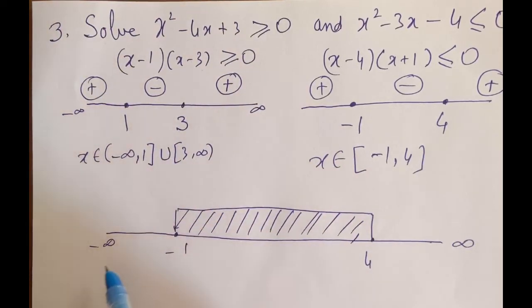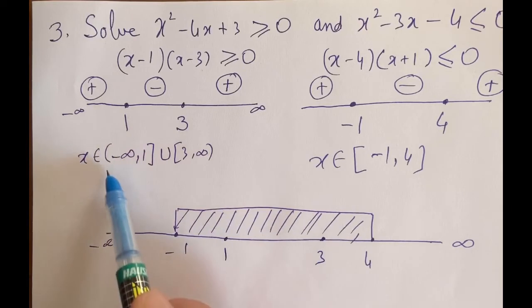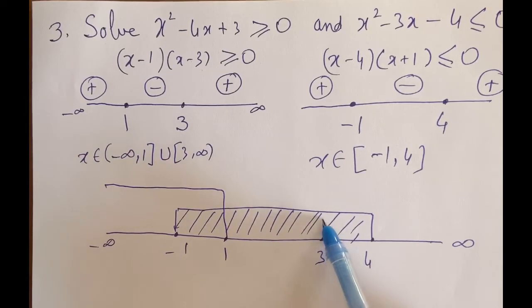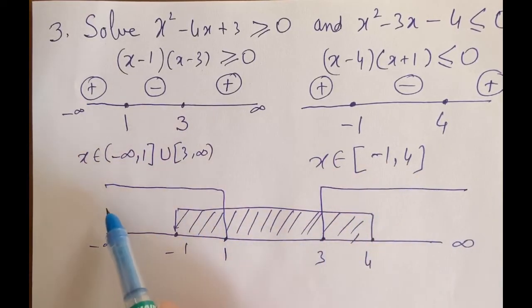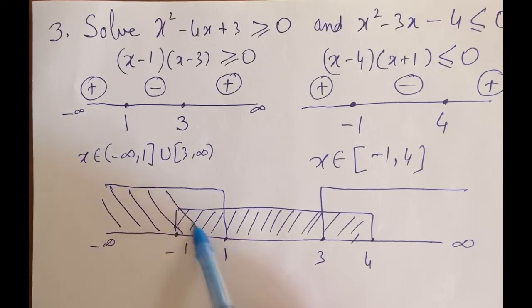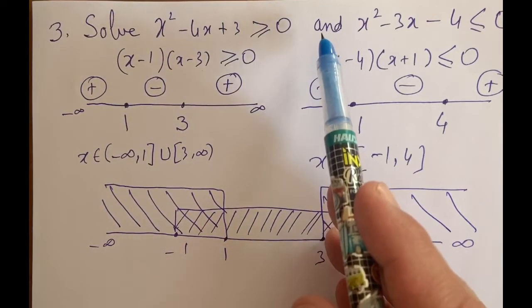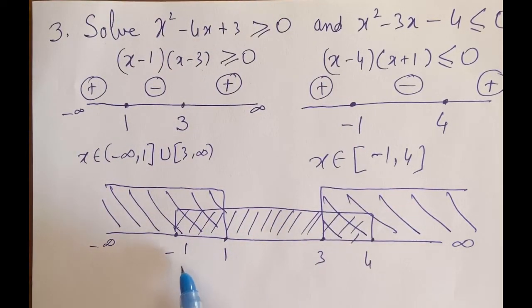Solution of the first inequality is minus infinity to 1. So let's show 1 here, and this is 3. Minus infinity to 1 is this part, and then 3 to infinity is this part. So let's shade it in a different way, in this opposite direction. And means intersection. It's the common part of this type of shading and this type of shading, which is minus 1 to 1 and 3 to 4. So we write x belongs to minus 1 to 1 union 3 to 4.